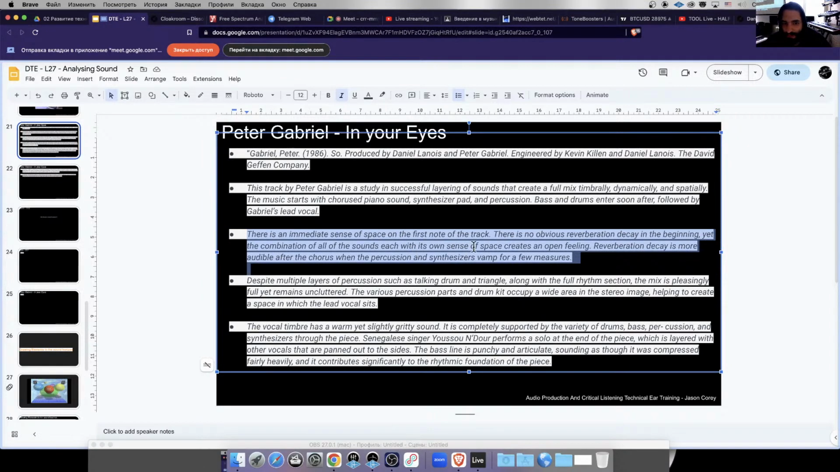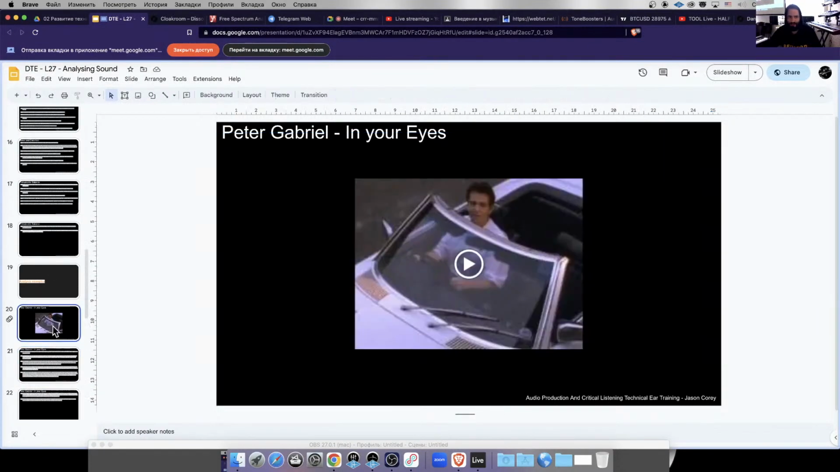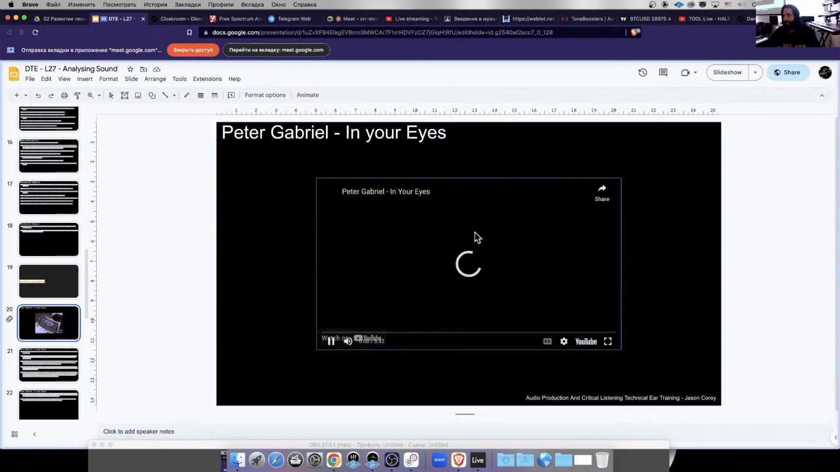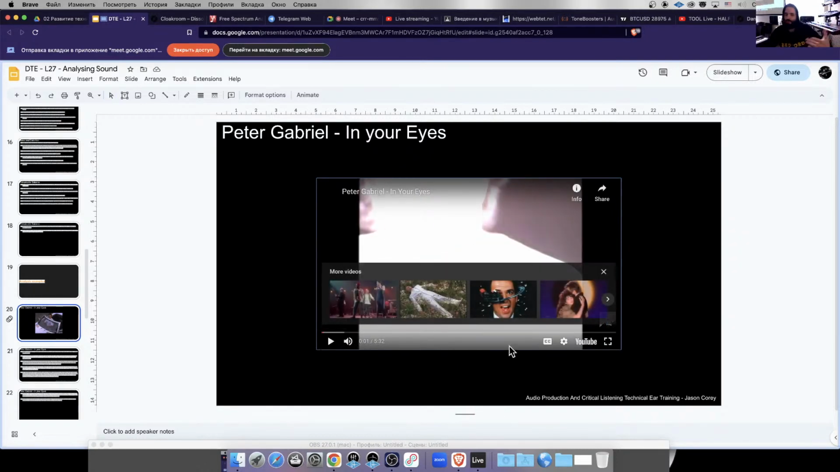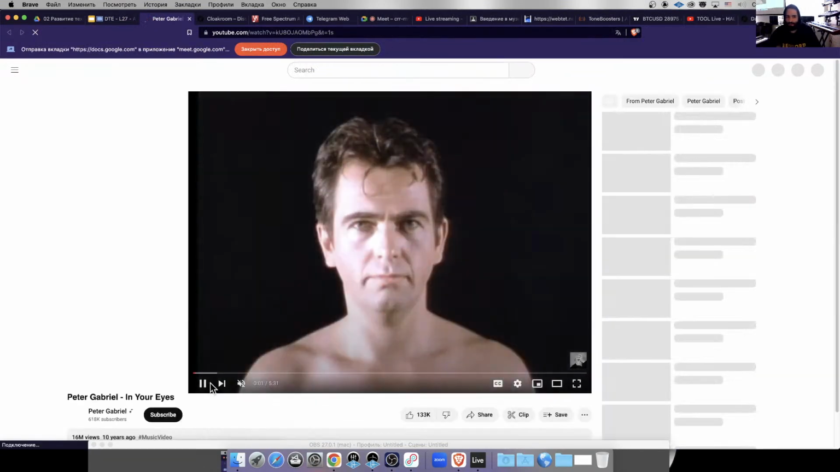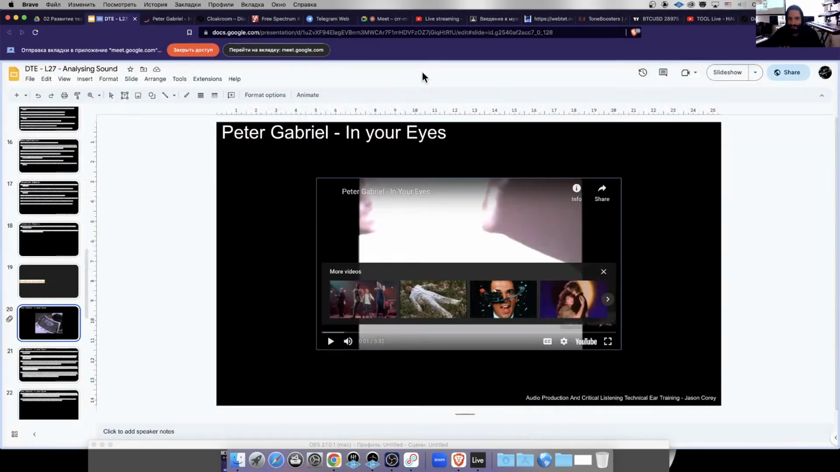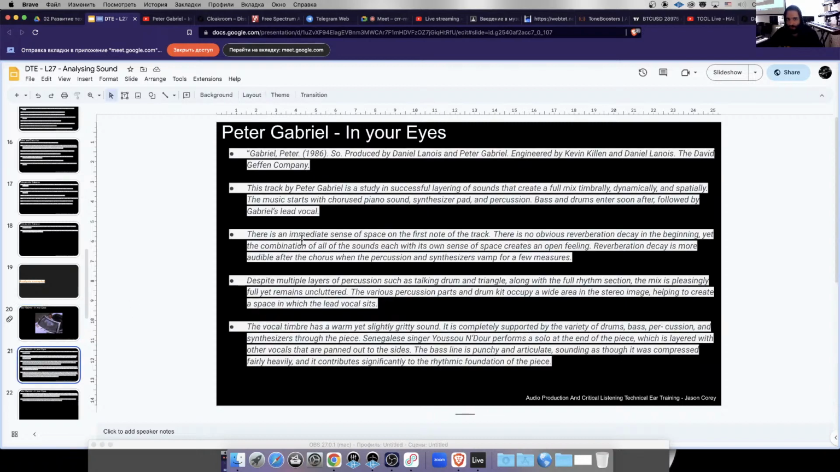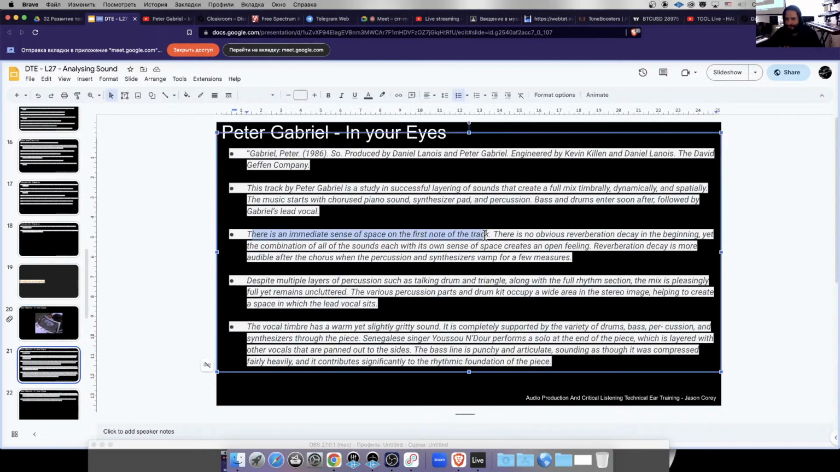There is an immediate sense of space in the first note of the track. There is no obvious reverberation at the beginning. Let's go back and listen to that. You know something that happens a lot when you don't have perspective, that you end up putting reverb always, for example, in everything. And then you don't think, oh, but there are all these songs that don't have reverb at all. And maybe we shouldn't be putting reverb everywhere. So the first thing that he's making us note is that there is an immediate sense of space in the first note of the track.